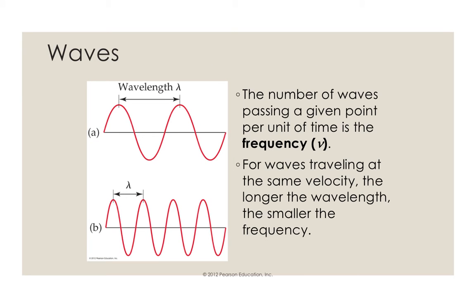Another key feature that we use to describe waves is frequency. Frequency is represented with a nu, and it's the number of waves passing a given point per unit time. If you look at these two things that we've got here, and you imagine that from the beginning of the line to the end of the line is a period of time, maybe 1 second, it should be obvious that A has a lower frequency than B. Why? A repeats twice, B repeats 4 times. And for waves traveling at the same velocity, the longer the wavelength, the smaller the frequency. So there's an inverse relationship there.